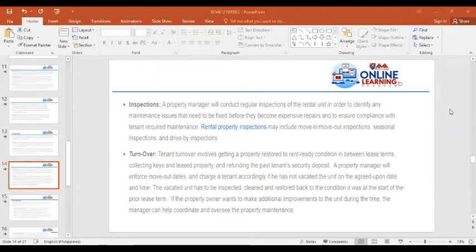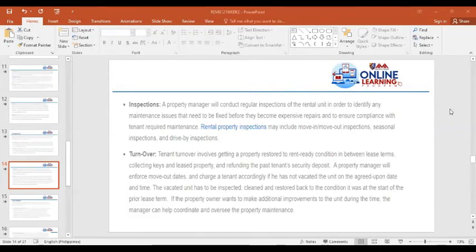So in terms of turnover naman, okay, if the tenant wants to move out, kailangan he has to surrender the keys and he makes sure na all the things in that property ay still nasa tamang conditions yung mga gamit. Okay?